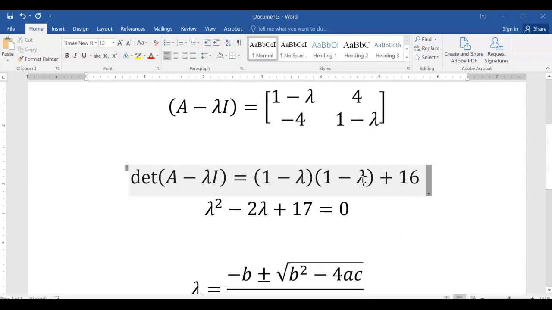When you multiply this out, lambda times lambda gives you lambda squared. 1 times minus lambda, another 1 times minus lambda gives you minus 2 lambda. You get 1 times 1 plus 16 gives you a total of 17. So we end up with lambda squared minus 2 lambda plus 17 is equal to 0.